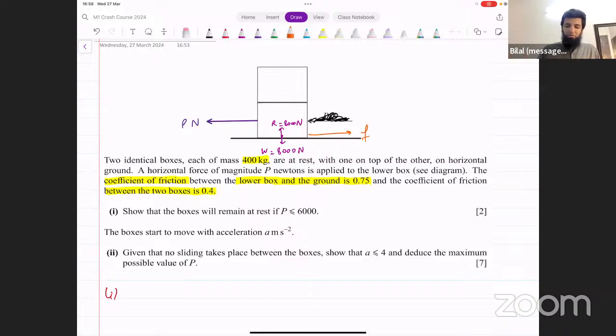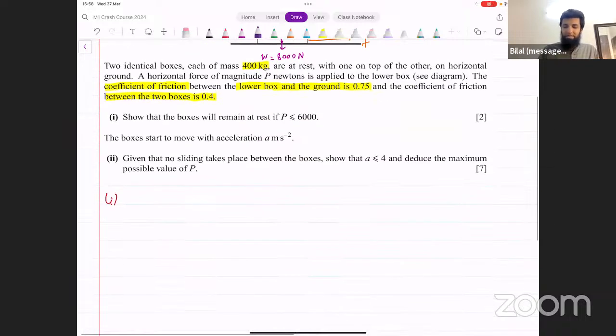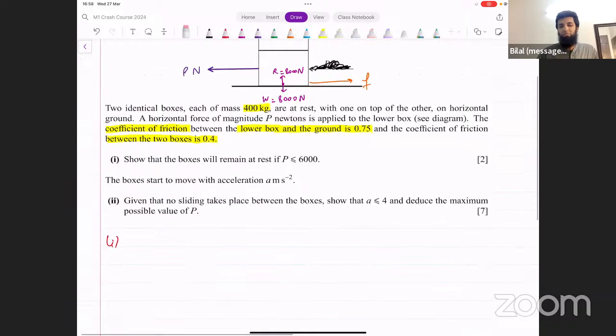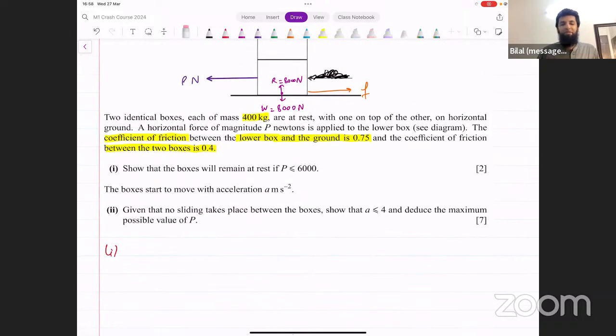Now, since the boxes are supposed to remain at rest, when will they remain at rest? If P was too big, the objects will start moving towards the left side. What's the maximum possible value of P that we can have?